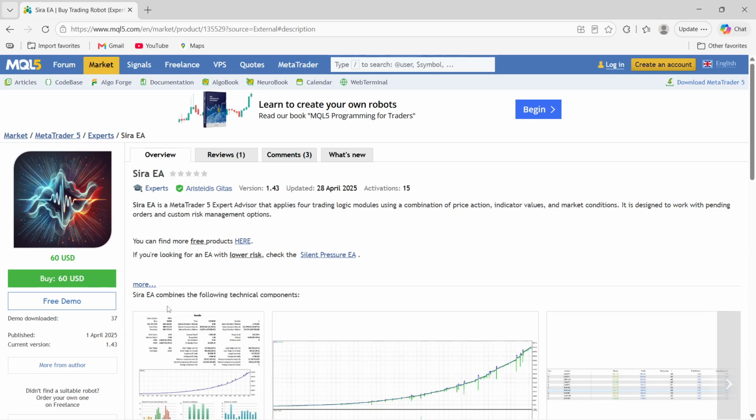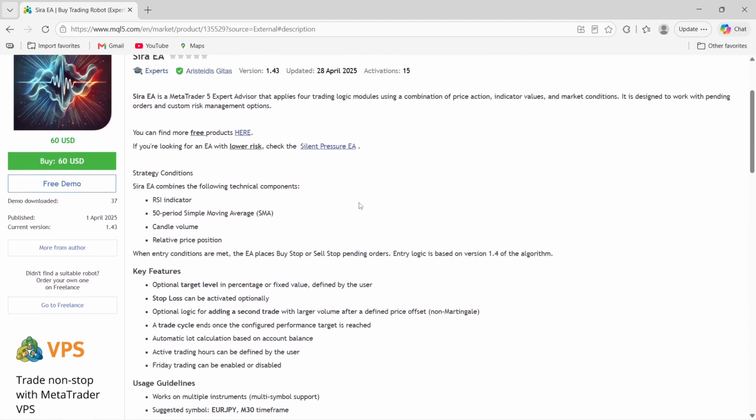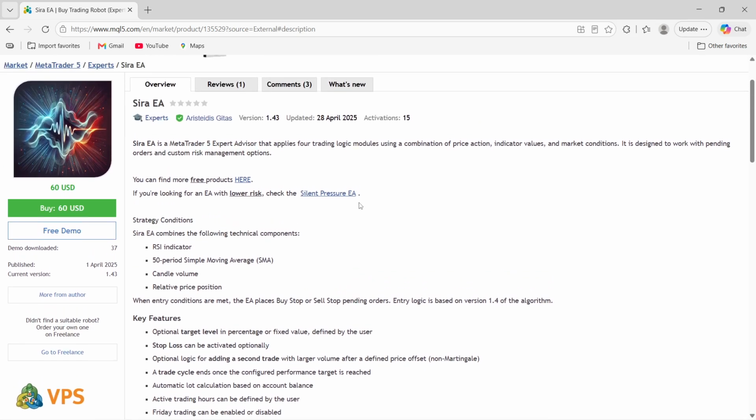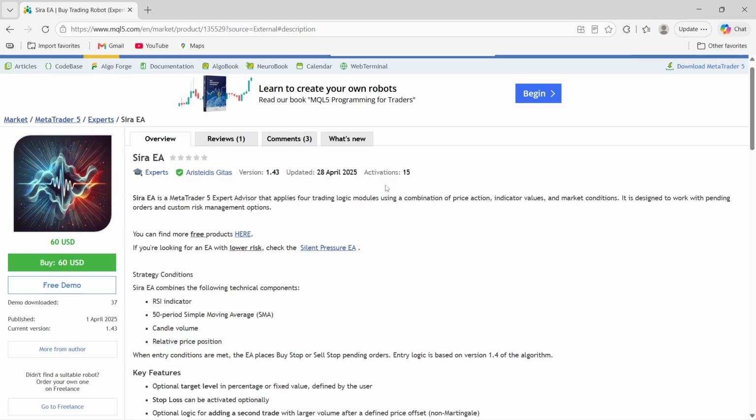Alright, so Sira EA is sold as a MetaTrader 5 expert advisor for $60 and it's said that it uses multiple trading logics, mixes indicators with price action, and places pending orders instead of just firing market entries. On paper, that sounds like a step up from the usual grid or martingale hype we see all the time.